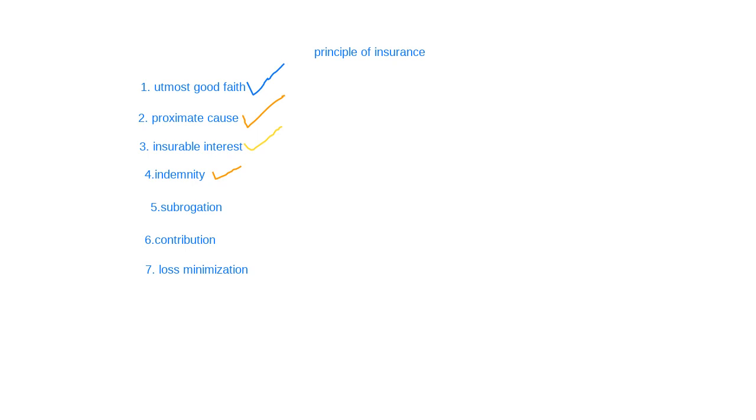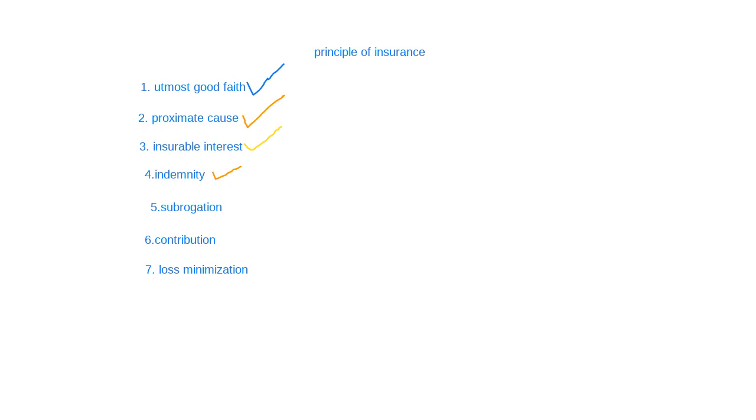Now the next one is the principle of subrogation. What does it mean? This is a corollary principle of the principle of indemnity. This is also not applicable in case of life insurance. Subrogation means a right is transferred by the insured person to the insurer. Just suppose a car got an accident.